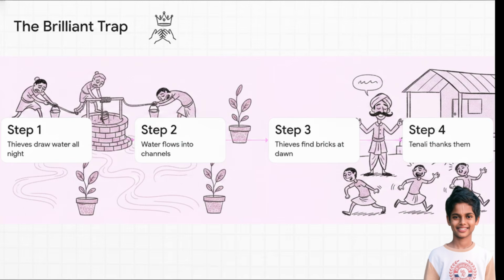Just as they turn to run, Tenali steps out onto his porch and yells, "Hey, thank you so much for watering my plants. There are still a few dry ones over there. Mind drawing a little more water for them?" The thieves bolted for their lives, straight back to the prison. King Krishnadeva Raya was so impressed by Tenali's quick thinking.